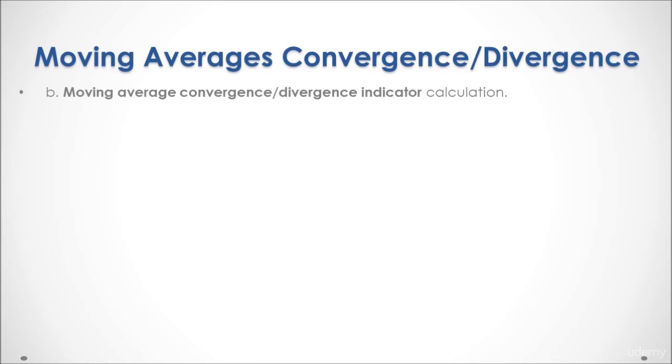B. Moving averages convergence divergence indicator calculation. Our moving averages convergence divergence of 12 and 26 days, in their corresponding short-term and long-term smoothing, is equal to the EMA of 12 days of close prices minus the EMA of 26 days of close prices.